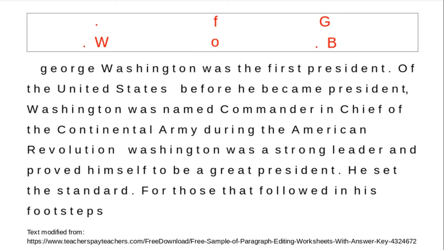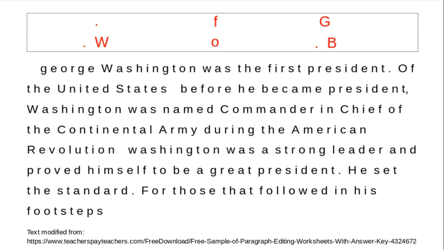George Washington was the first president of the United States. Before he became president, Washington was named Commander-in-Chief of the Continental Army during the American Revolution. Washington was a strong leader and proved himself to be a great president. Whew. He set the standard for those that followed in his footsteps.